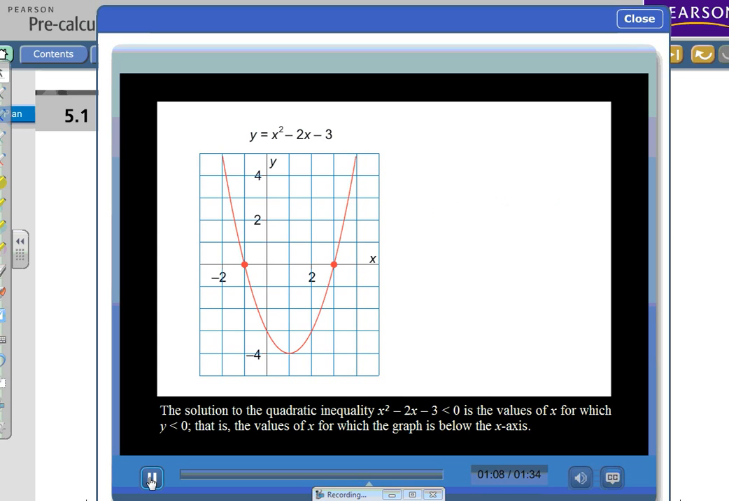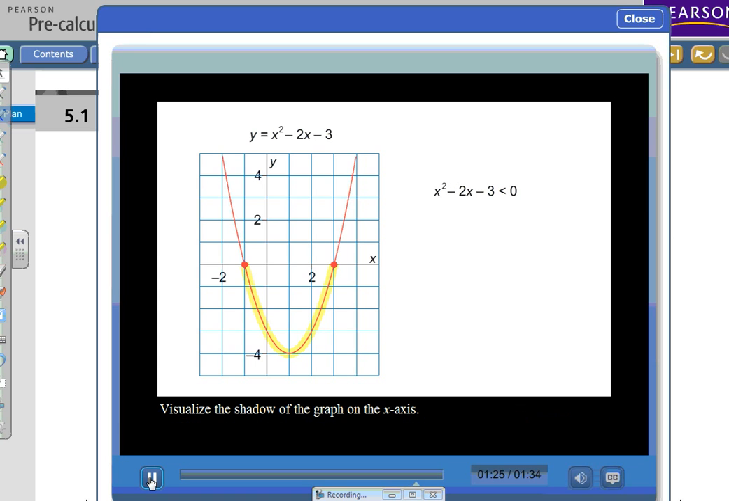The solution to the quadratic inequality x squared minus 2x minus 3 is less than 0 is the values of x for which y is less than 0. That is, the values of x for which the graph is below the x-axis. Visualize the shadow of the graph on the x-axis. The solution is any value of x between -1 and 3.